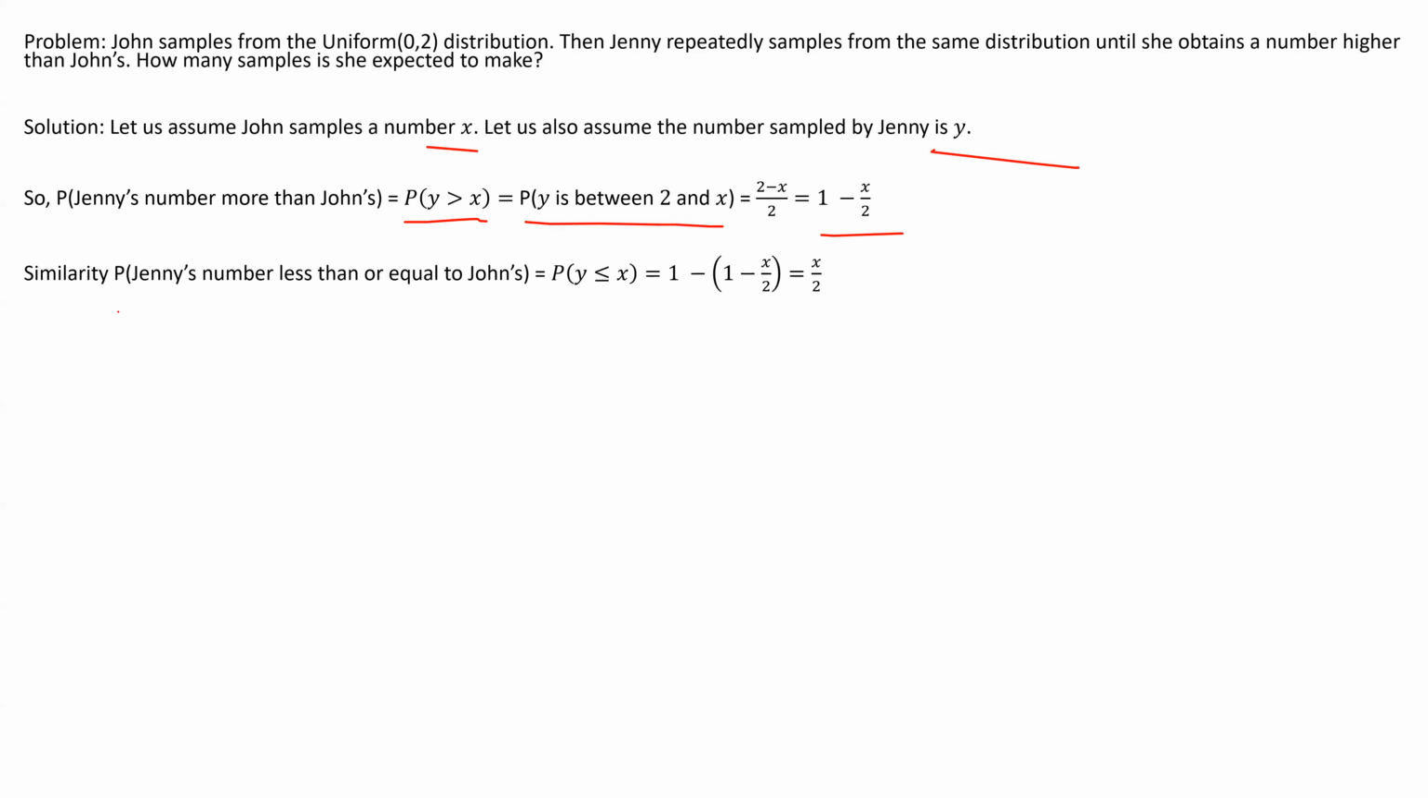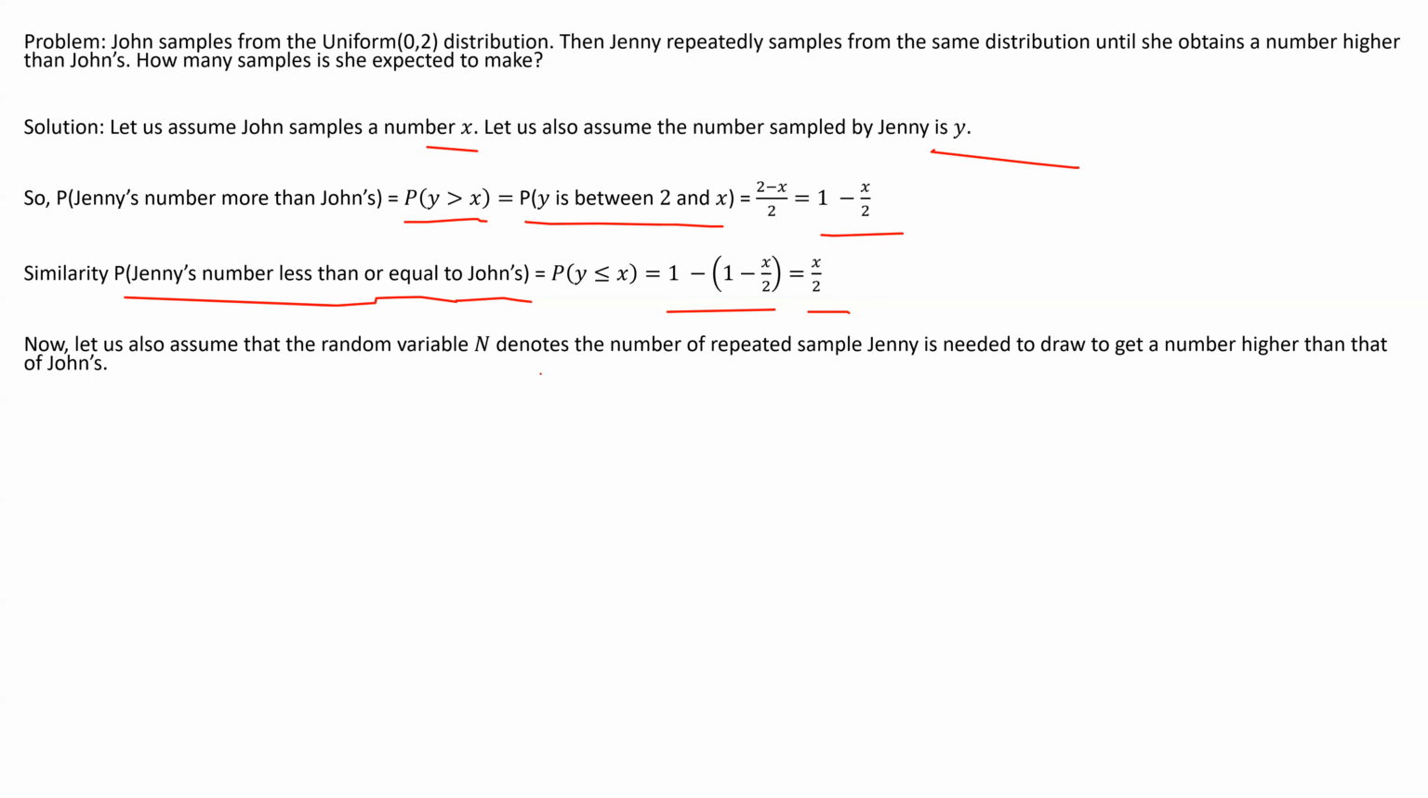Similarly, the probability that Jenny's number is less than or equal to John's is the probability that y is less than or equal to x, which is 1 minus the probability we just calculated, that is 1 minus (1 minus x by 2), which is equal to x by 2. So the probability that Jenny's number is less than or equal to John's is x by 2.